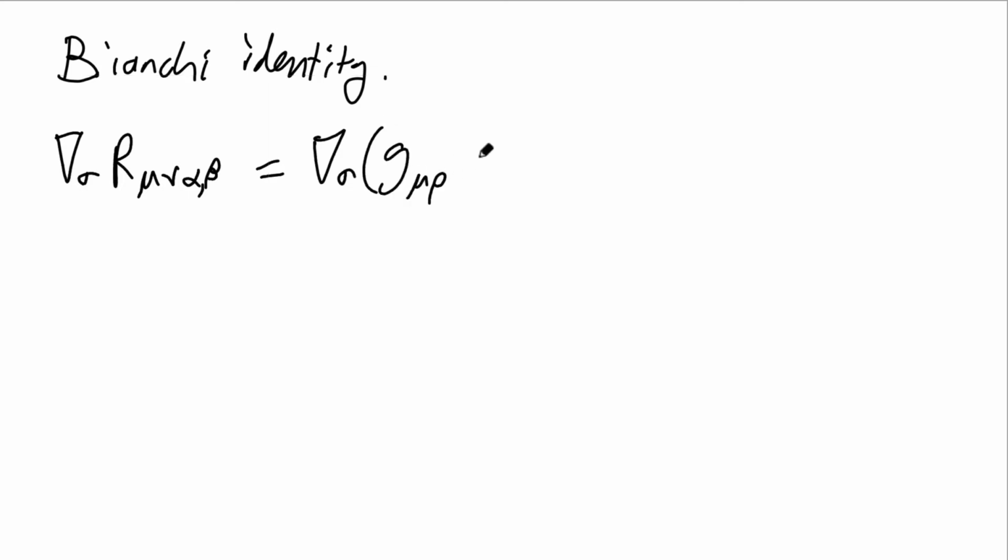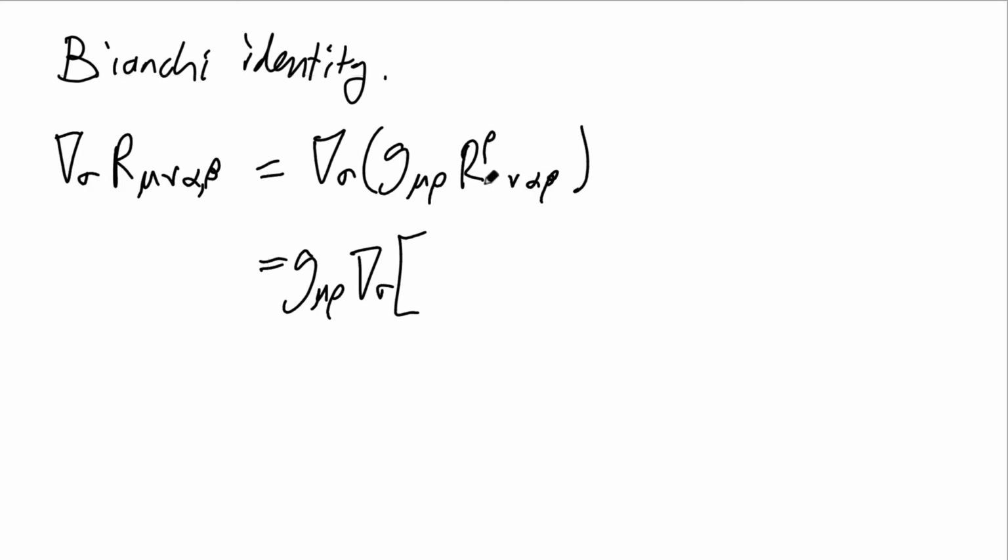So for the Bianchi identity, we need to examine the covariant derivative ∇_σ of R_μναβ. Now this, of course, is just ∇_σ acting on g_μρ R^ρ_ναβ. And we can pull this out of the covariant derivative, since the covariant derivative acting on the metric always vanishes, and write this as g_μρ ∇_σ acting on R^ρ_ναβ.